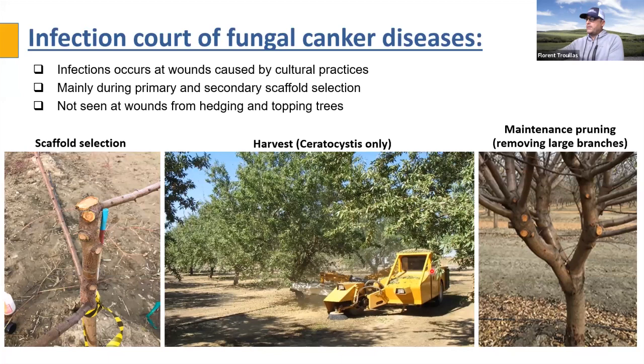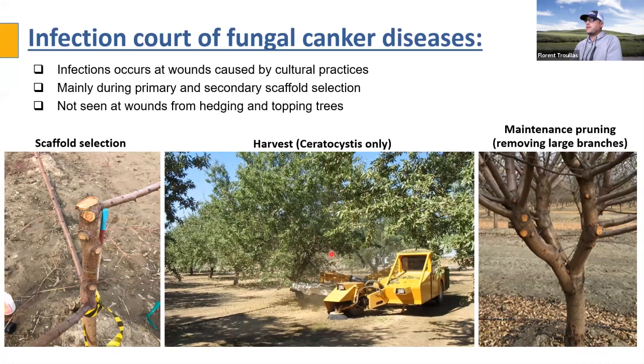So where do these diseases come from in almond trees, right? What are the infection courts for these canker diseases to infect the trees? Obviously, all canker diseases require a wound, and probably the most important infection site for a lot of these diseases will be pruning wounds right near the trunk that are made for either primary or secondary scaffold selection. So a really important site of infection is pruning wounds made for primary and secondary scaffold selection.